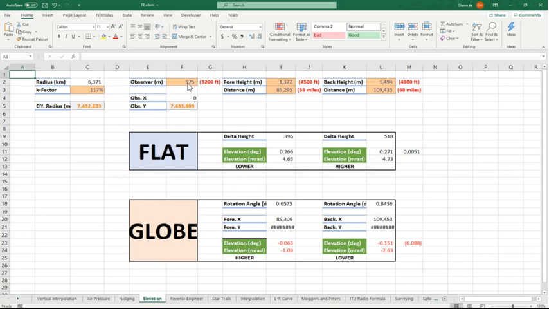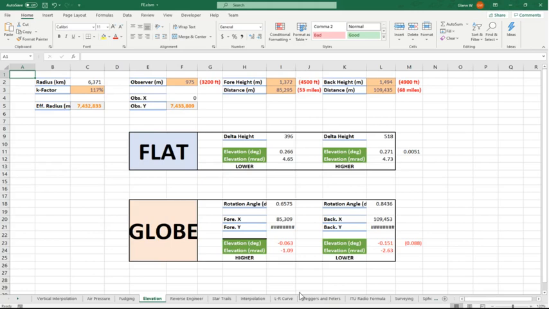Unfortunately, it is in metric, but in any case, I've put in the values that JTolan put on his screenshot. So 3,200 feet observer location, 975 meters, 4,500 feet for Quartzite Mountain, 53 miles, 4,900 feet for the distant mountain at 68 miles, and then it does some calculations whether it assumes a flat Earth or a globe.